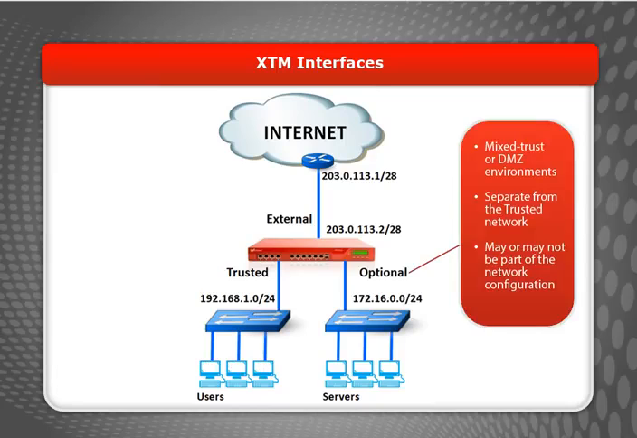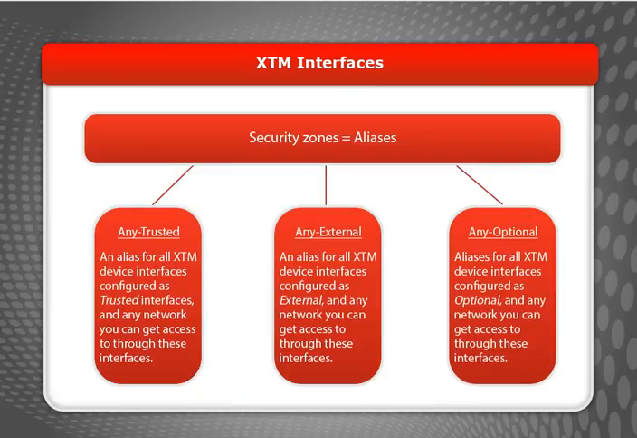Optional interfaces are often used as mixed trust or DMZ environments that are separate from your trusted network, and you may or may not choose to use them. Resources typically found on an optional interface include public web servers, email servers, and FTP servers, all of which you want to protect. The name of each interface also acts as an alias you can use to define your firewall policies, including, for example, any-trusted, an alias for all networks behind the trusted interface.